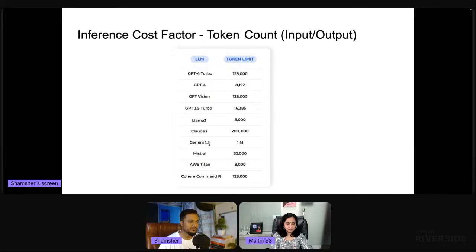Similarly, all of these models have this specific limit. Like I mentioned, Gemini actually comes with a 1 million context window, which means they can accept an entire Harry Potter book as context, and then it will be able to summarize it very properly, right? So that is the second factor considered during the inferencing cost, which is token count.